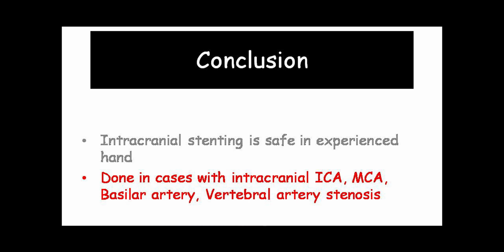So in conclusion, if the narrowing in the brain artery is more than 50-60%, and if it is symptomatic, if the patient is experiencing stroke or TIA because of this narrowing, this is the only way to go. And this stenting is actually not that difficult. It's safe in experienced hands. It can be done in the internal carotid artery, middle cerebral artery, vertebral artery, and basilar artery, which are the usual arteries where the stenosis happens inside the brain and causes stroke.